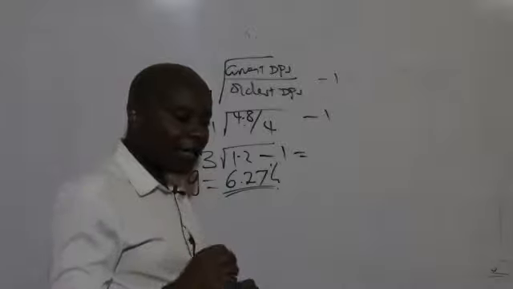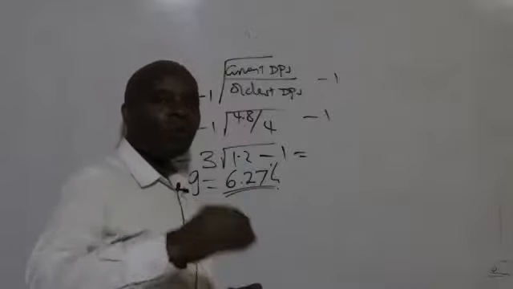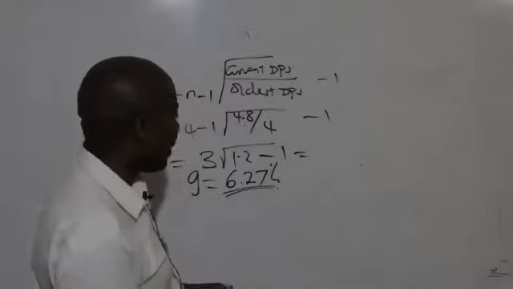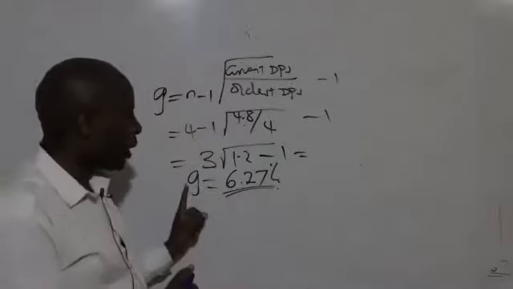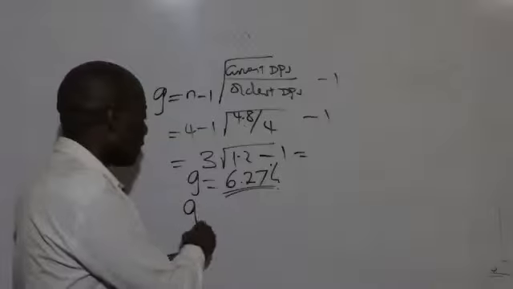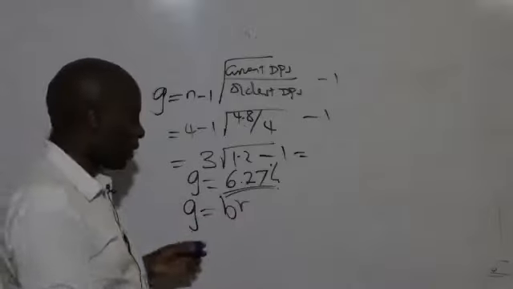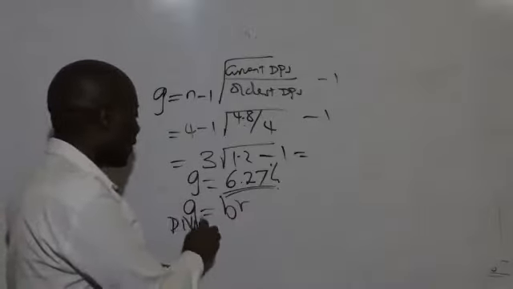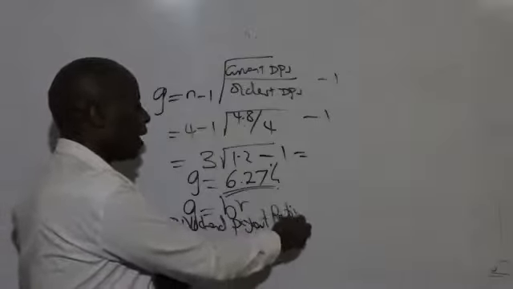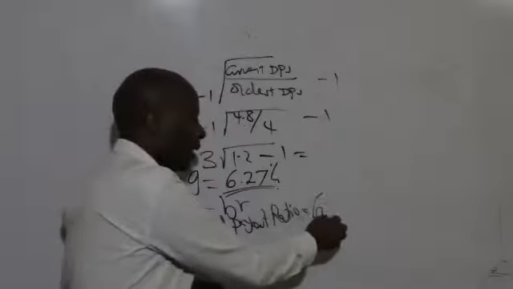But you see, after getting that particular growth rate, ladies and gentlemen, that is not yet enough. You have not arrived yet. Why? Because the examiner is talking about a connection between your growth rate and return on investment. And the only connection that we know between the two is the one that tells us that G equals BR. And unfortunately, this examiner has given us the dividend payout ratio. The dividend payout ratio, he has said, is 60%.